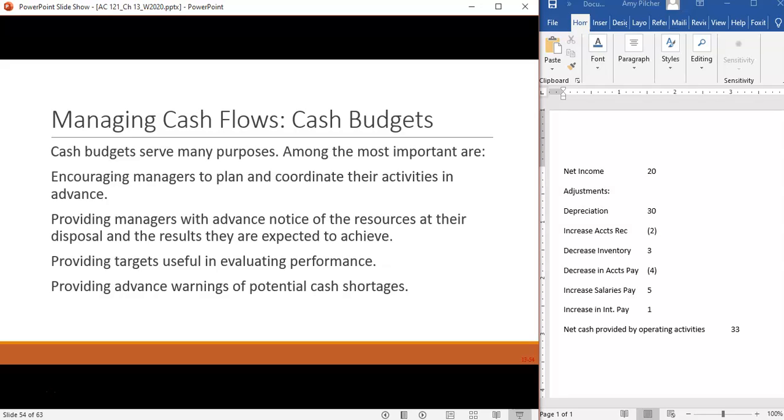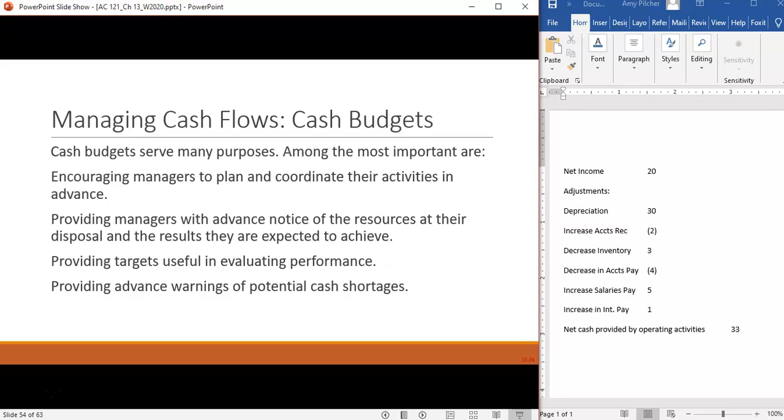We can also make cash budgets. Cash budgets show us when we might have future cash shortages. What a cash budget looks at is we forecast when our sales are, how much cash we normally receive from sales versus how much we get from accounts receivable. And then we also look at our cash payments.